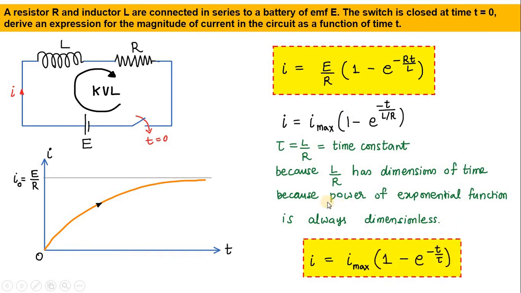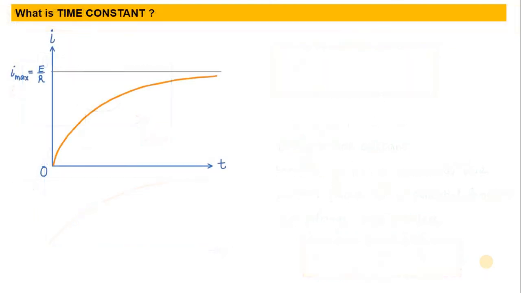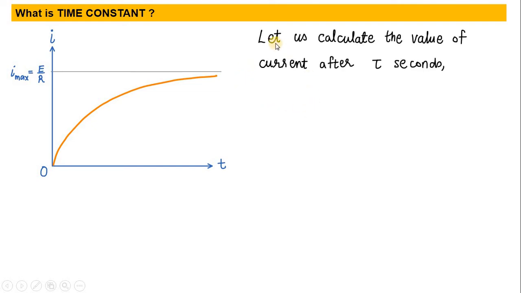So now this formula can be written in a more compact form. I is equal to I max into 1 minus e to the power minus t upon tau. Tau is the time constant. Let's learn some more. So what is the time constant? Let us learn more detail about the time constant. For understanding the meaning of time constant, let us calculate the value of current after tau seconds, that means after one time constant amount of time. You have to substitute t is equal to tau seconds in the formula.